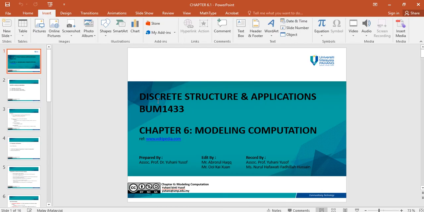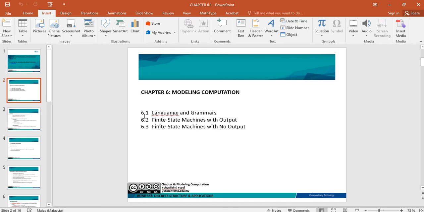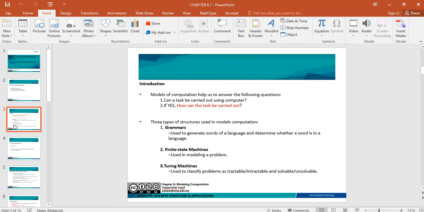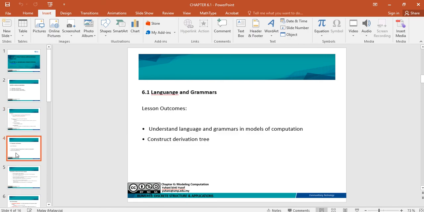Today we want to cover chapter 6, modeling computation. In this chapter we will go through three different subsections: language and grammar, finite state machine with output, and finite state machine without output. For today's lesson we just focus on 6.1, which is language and grammar. In this topic, we just cover grammar and finite state machine. The Turing machine is not covered in our syllabus.